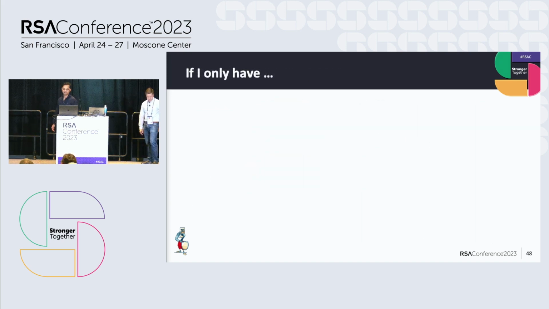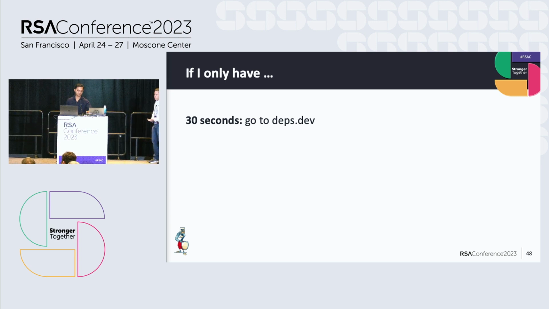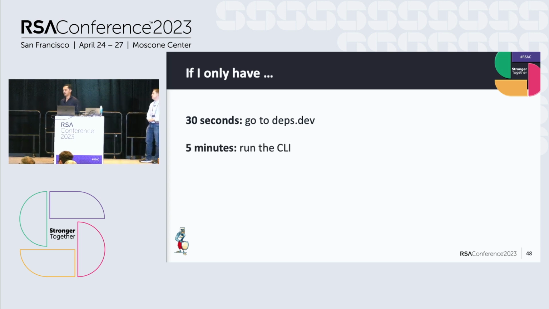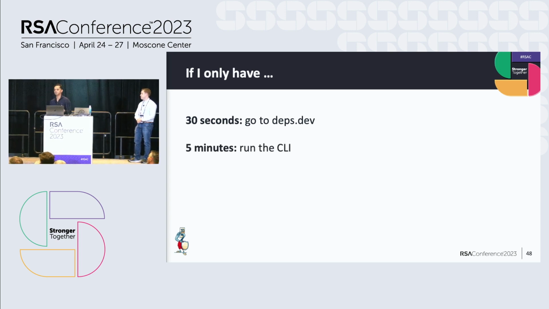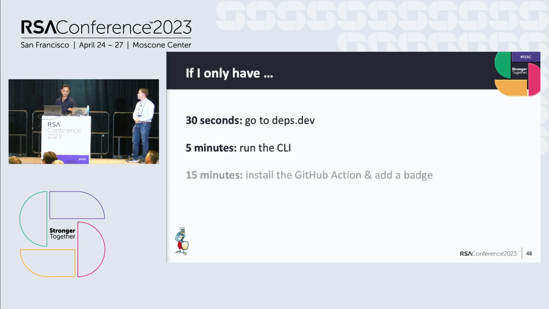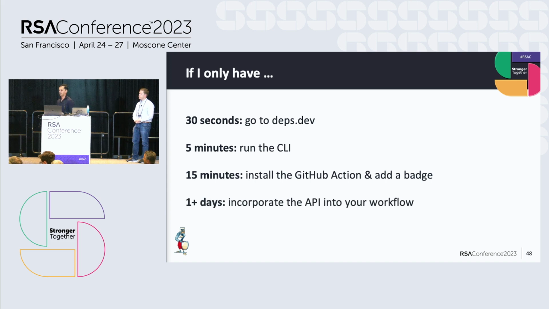If you only have 30 seconds, you can go to dev.dev and get the answer for any repository. If you have 5 minutes, run the scorecards CLI, which should give you answers. If you have 15 minutes, install the GitHub action and add a badge to any repository. If you have more than a day, incorporate the API into your workflow. We want to make sure that any of these things should be able to help you get to the place that you want to.